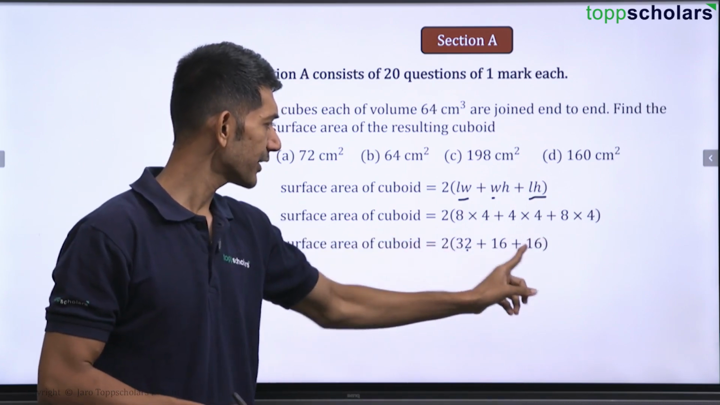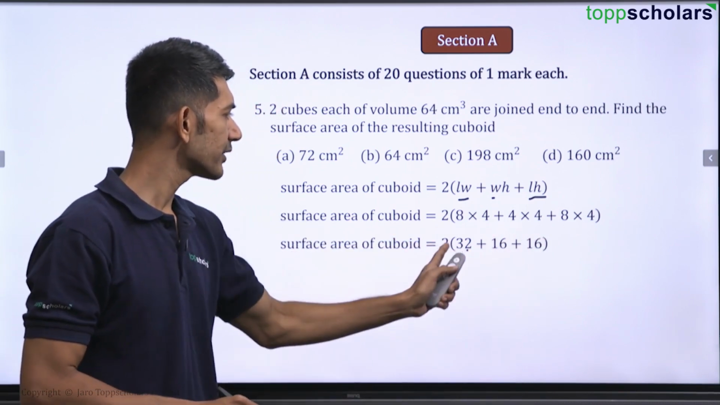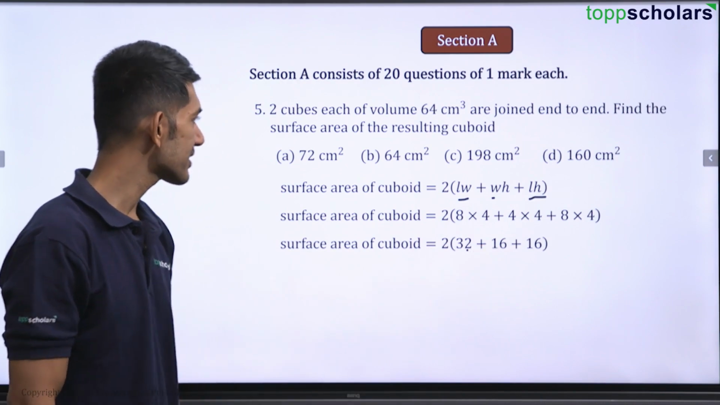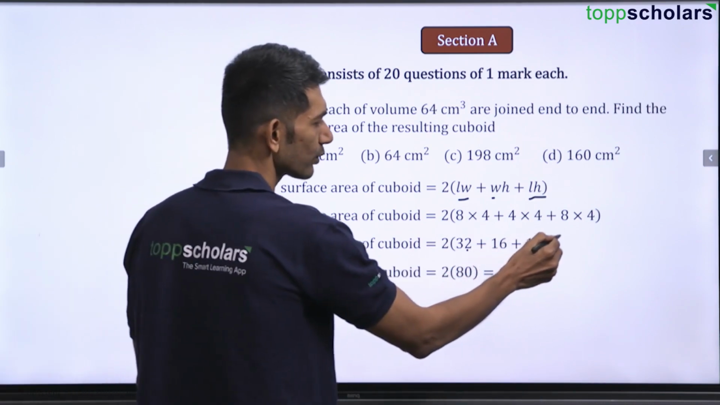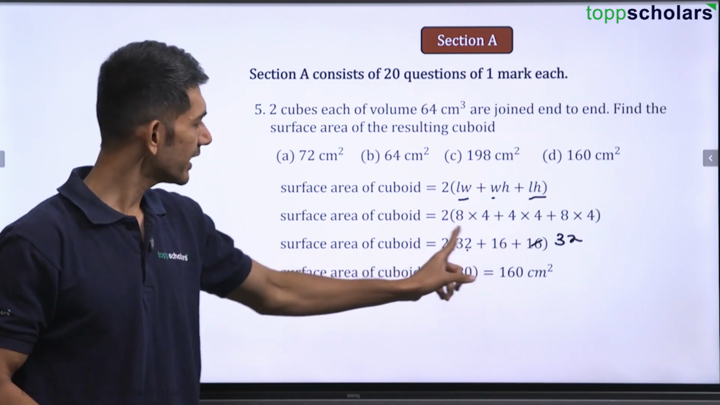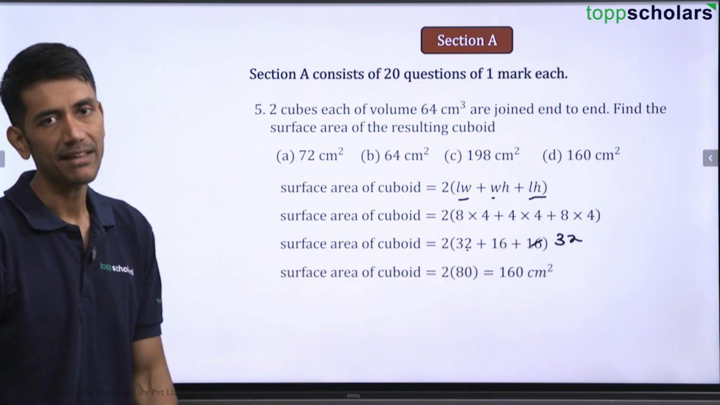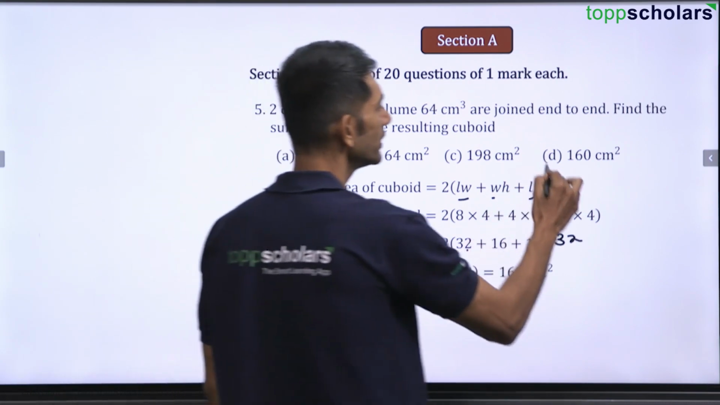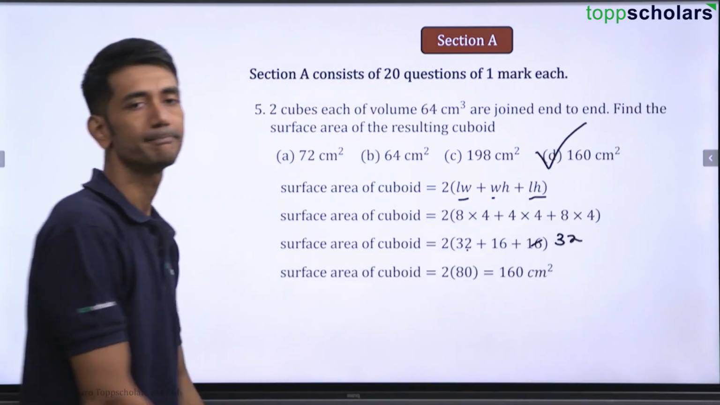So this is again 32. So 32 plus 32 is 64. 64 plus 16 is 80. This I am changing. 8 4s are 32. 32 plus 32 is 64. 64 plus 16 is 80. 80 into 2 is 160. So you get the answer as 160, and option D is the correct option.